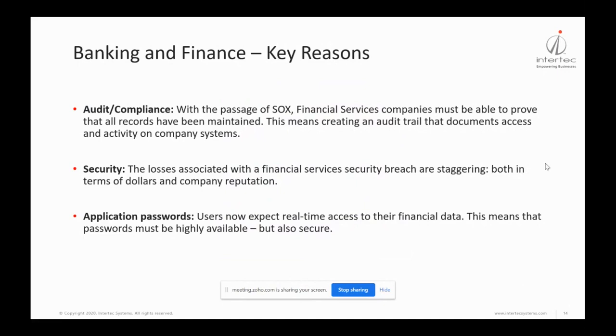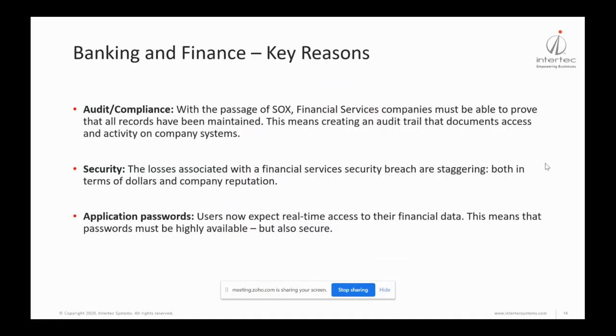So they have strict compliances which have come in saying that any administrative access has to be monitored, has to be logged and controlled. Second is security. Any loss which is happening for financial services through a security breach is a heavy loss, because the amounts you see are staggering and it is in millions of dollars.